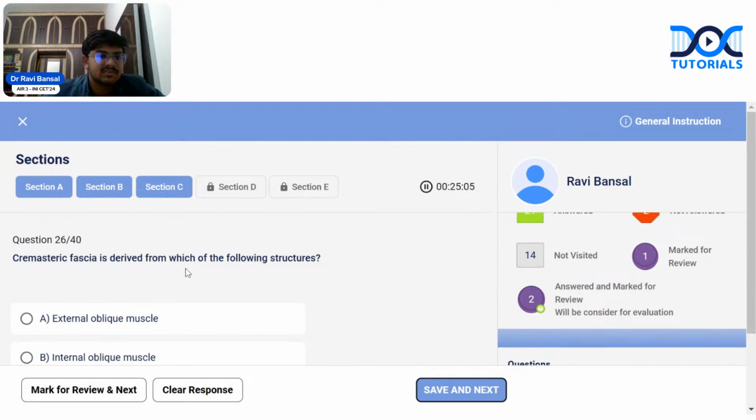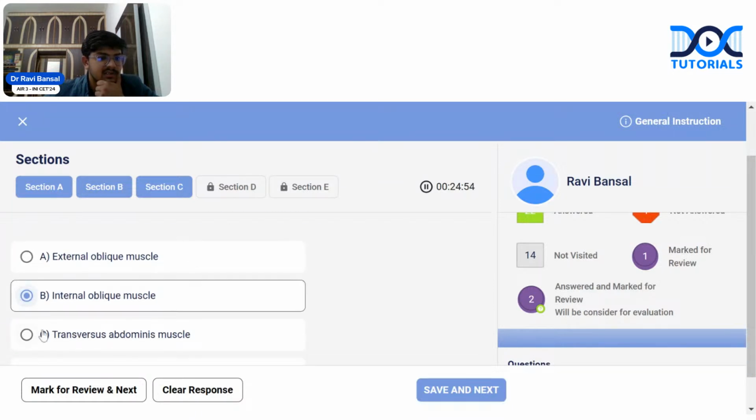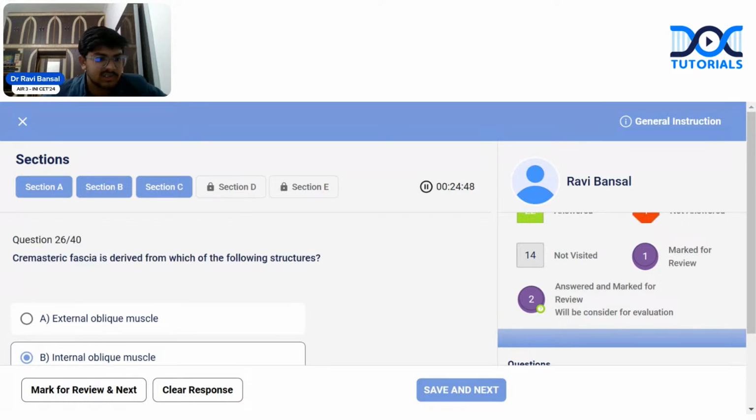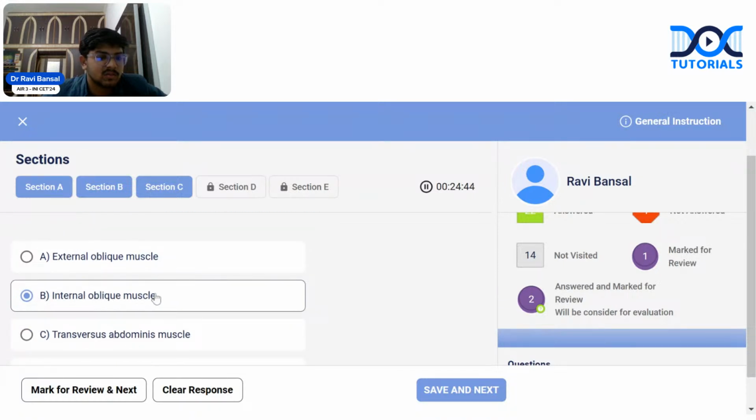Cremasteric fascia is derived from which of the following structures? So cremasteric fascia is derived from the internal oblique muscle. There is no role of transversus abdominis. External oblique forms the external most layer. Cremasteric fascia is in between. So in between is by the internal oblique.